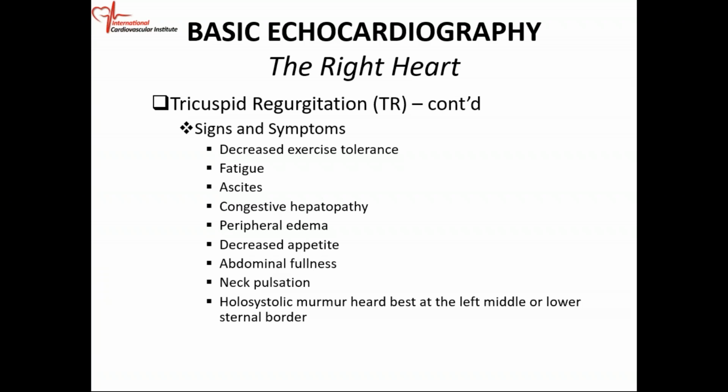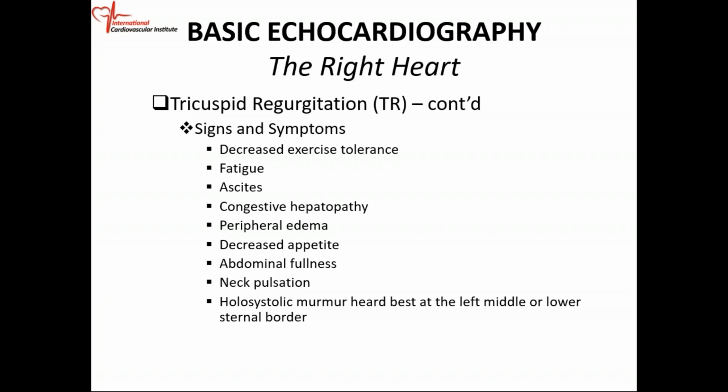So fatigue, and ascites, because with significant tricuspid regurgitation you're going to get increased blood in the right atrium, increased blood in the inferior vena cava, and it goes all the way back. You're going to increase your venous pressure in the abdominal cavity, giving rise to ascites. Congestive hepatopathy, again the same thing, increased volume in the right atrium and inferior vena cava. The capsule of the liver is going to get engorged, and the liver is going to be enlarged and sometimes tender.